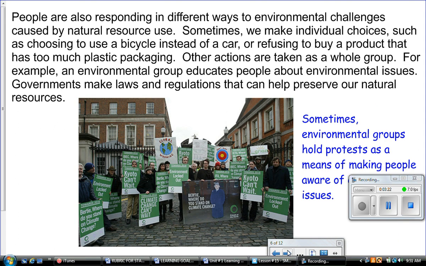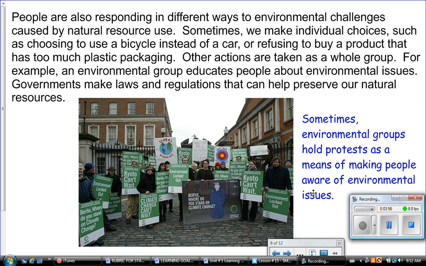People are also responding in different ways to environmental challenges caused by natural resource use. Sometimes we make individual choices, such as choosing to use a bicycle instead of a car, or refusing to buy a product that has too much plastic packaging. Other actions are taken as a whole group. For example, an environmental group educates people about environmental issues. Governments make laws and regulations that can help preserve our natural resources.